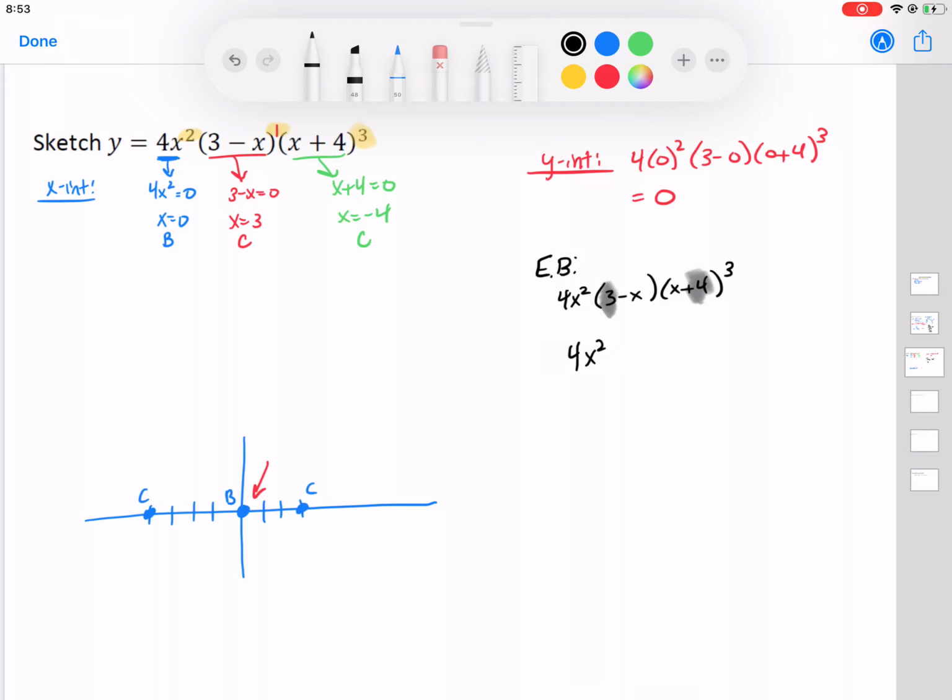So we'll have 4x squared times negative x times x cubed. Notice I keep the exponents. And so that will be a negative 4x to the, there's 2, 3, 4, 5, 6. So the right arrow will go down since it's negative, and it's an even degree, so the left arrow will also go down. So both arrows are going down. We're going to cross through and then bounce and cross through again.